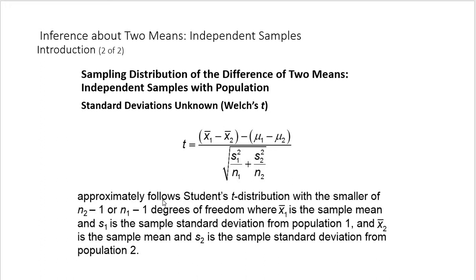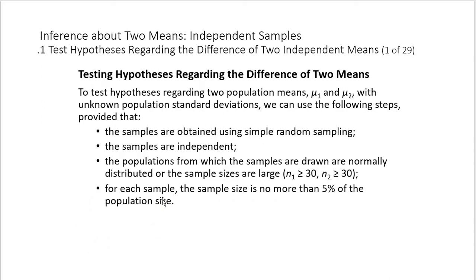Approximately, this follows the student t-distribution, with the smaller of n2 minus 1 or n1 minus 1 degrees of freedom, where x1 bar is the sample mean and s1 is the sample standard deviation from population 1, and x2 bar is the sample mean and s2 is the sample standard deviation from the second population. So now that we know that this follows the student t-distribution, we're going to follow exactly the same steps that we followed for hypothesis testing for one mean in order to perform the hypothesis testing for two means.